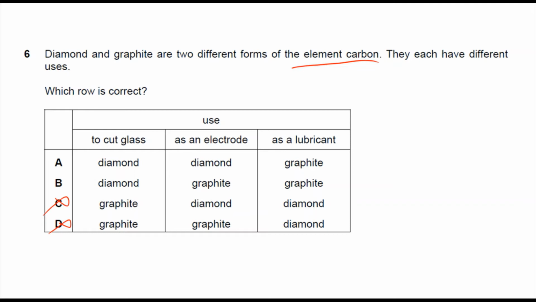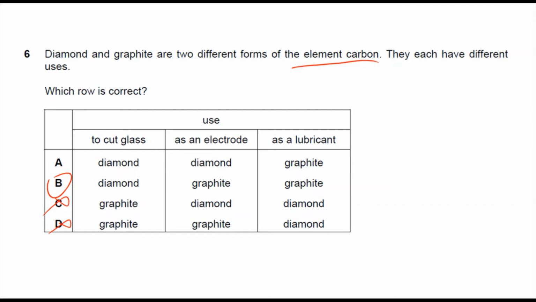So it's a diamond. As an electrode, it's graphite, and that comes next in sequence anyway. So the answer is B. I'll give you the reasons. I gave you the reason for diamond. I said it can cut glass because it's one of the hardest substances we know. And therefore, the harder something is, the more precisely and accurately it can cut, for example, something like glass.